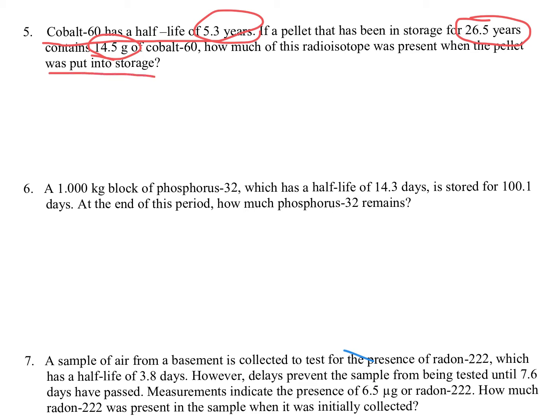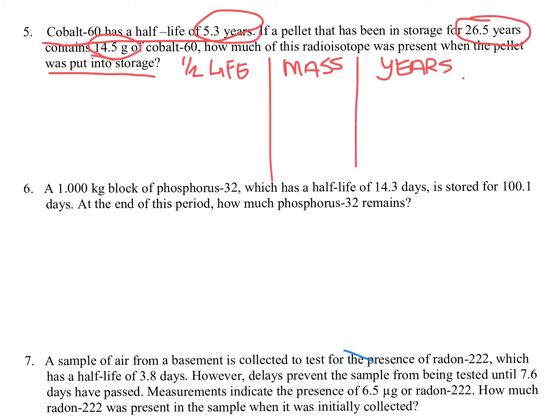So we want to go back in time and figure out 26 and a half years ago, how much cobalt in grams was there? So let's go ahead and do our chart real quick, right? We want the number of half-lives. We also want to pay attention to our mass, and in this case, how many years. So we'll start there with our chart, and then we'll go from there.